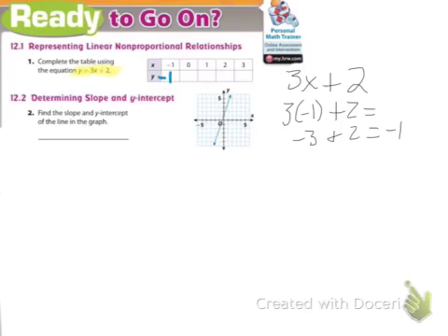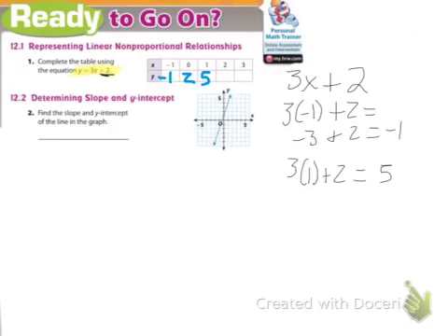When x is 0, again, we should have started with this one, because when x is 0, our b is simply our y value. That is the y-intercept. So when x is 0, y is 2. What about when x is 1? So then we come back over to our equation, 3 times x, so 1, plus 2. 3 times 1 is 3, plus 2 is 5. So when x is 1, y is 5.